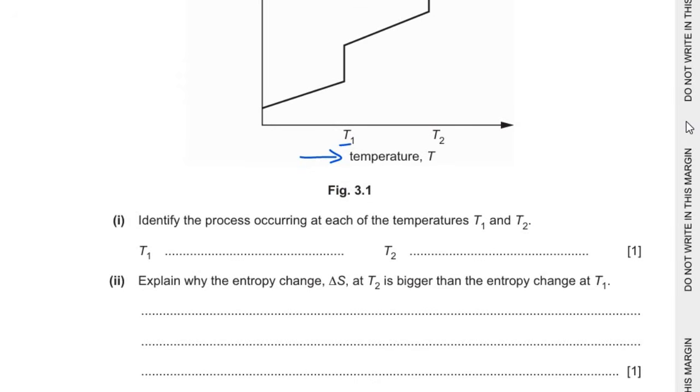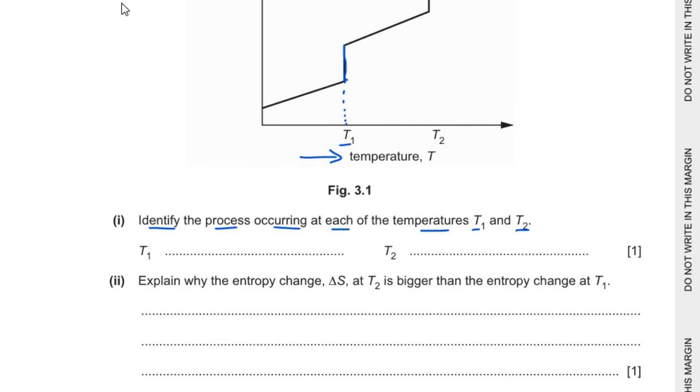Now here it's written, identify the process occurring at each of the temperatures T1 and T2. Now understand the temperature is increasing, and so the entropy is also increasing, because as temperature increases, entropy increases, that is the randomness of the system increases. Now at one particular point the temperature remains constant, but the entropy increases all of a sudden at the same temperature. Now what is that temperature?